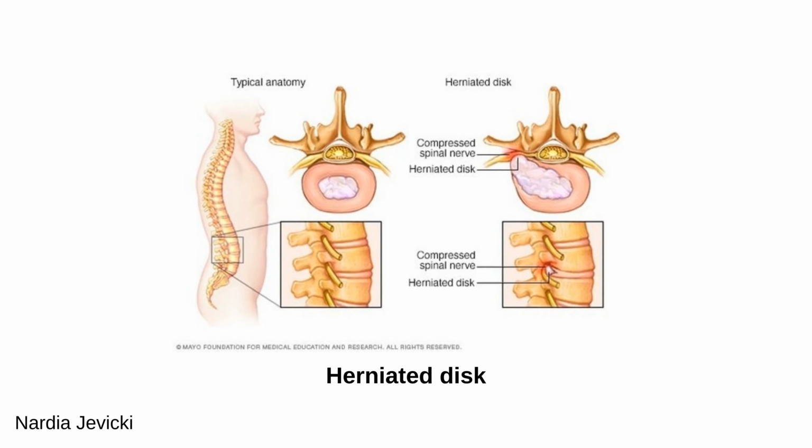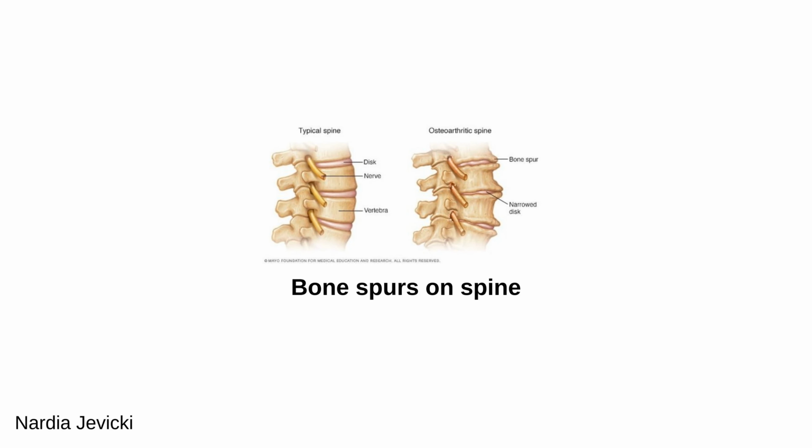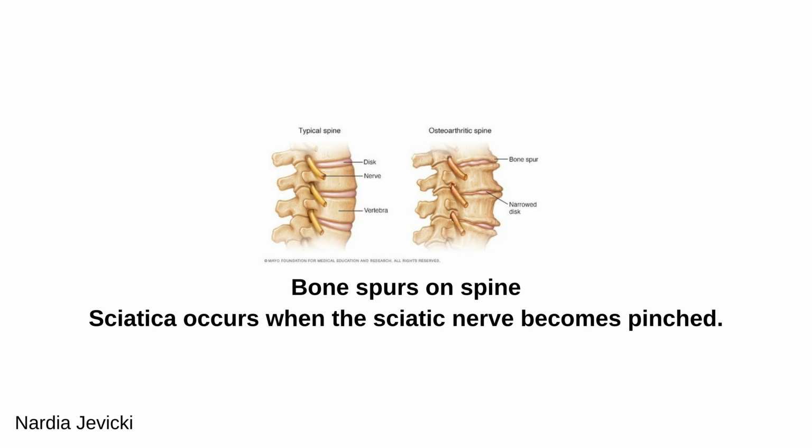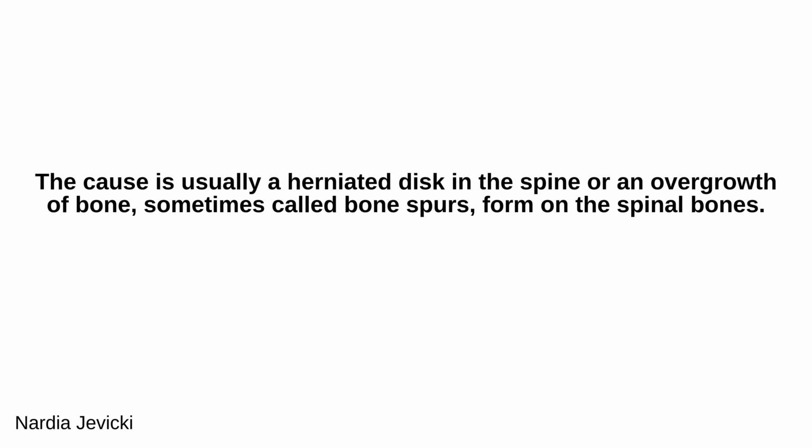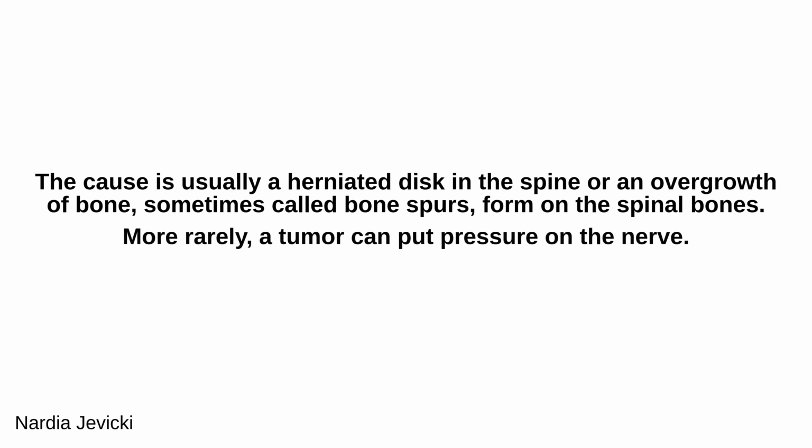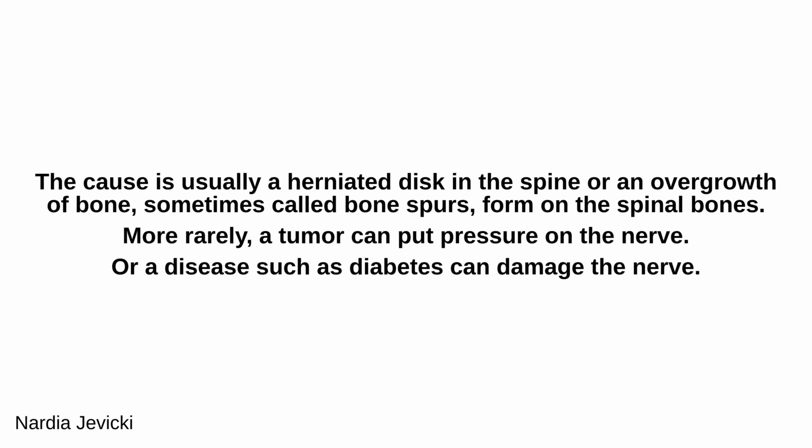Causes. Herniated disc. Bone spurs on spine. Sciatica occurs when the sciatic nerve becomes pinched. The cause is usually a herniated disc in the spine or an overgrowth of bone, sometimes called bone spurs, formed on the spinal bones. More rarely, a tumor can put pressure on the nerve. Or a disease such as diabetes can damage the nerve.